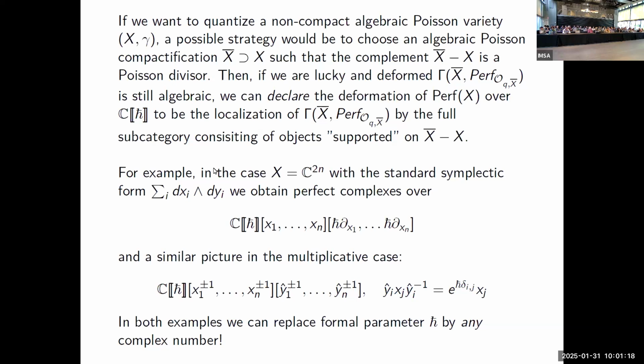Like this, and this has a similar picture in the multiplicative case. You have invertible variables x, and instead of derivatives, there are difference operators that use the exponent of hbar as a formal series parameter. But now you can see that if you replace hbar by some concrete number, like 60.